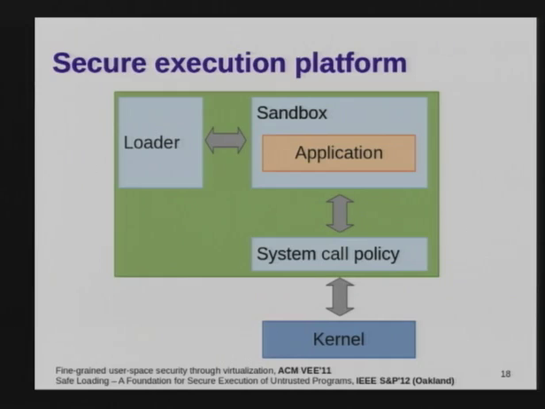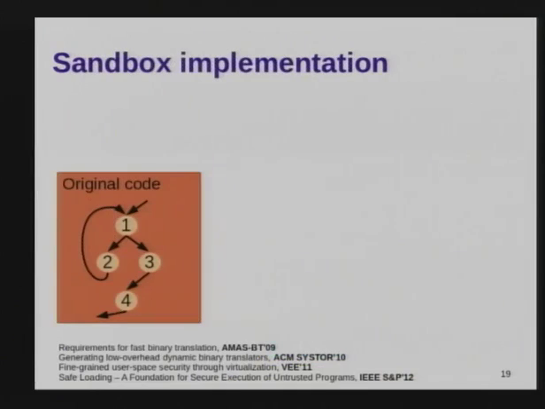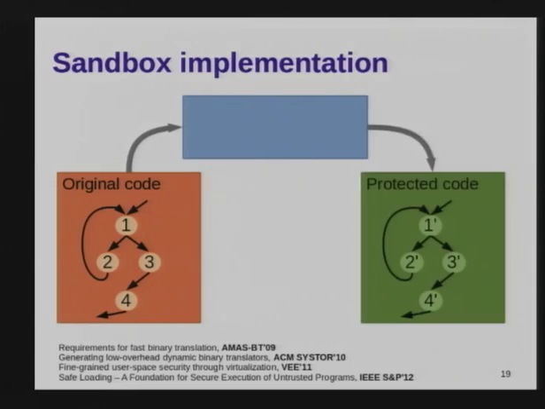privileges. So to give you a glimpse into the sandbox implementation, I will quickly discuss what we do with the original code and how we implement the just-in-time compiler. We have original code that is loaded into the address space of the application. But instead of executing it, we use a dynamic translator that reads individual machine code instructions and translates them into protected code that is in the same address space but hidden from the attacker.